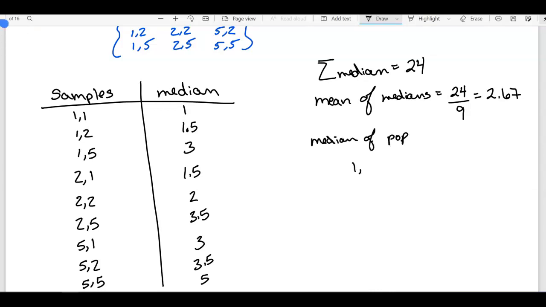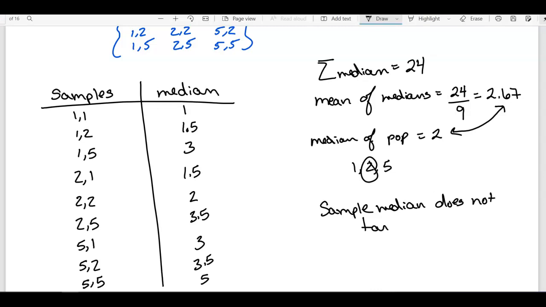Remember, our population was 1, 2, and 5. The median's the number in the middle when everything's in order. In this case, our median is going to be equal to 2. So we can see a big difference between these guys. Because they're not the same value, we would say that the sample median does not target the population median, which means that it is not a good estimator.